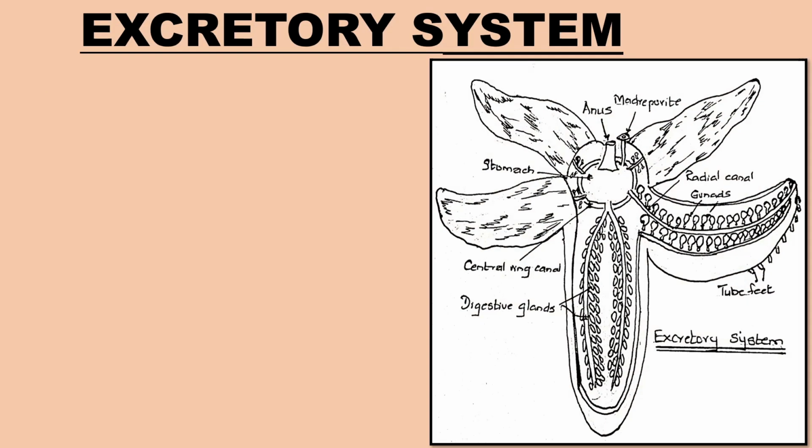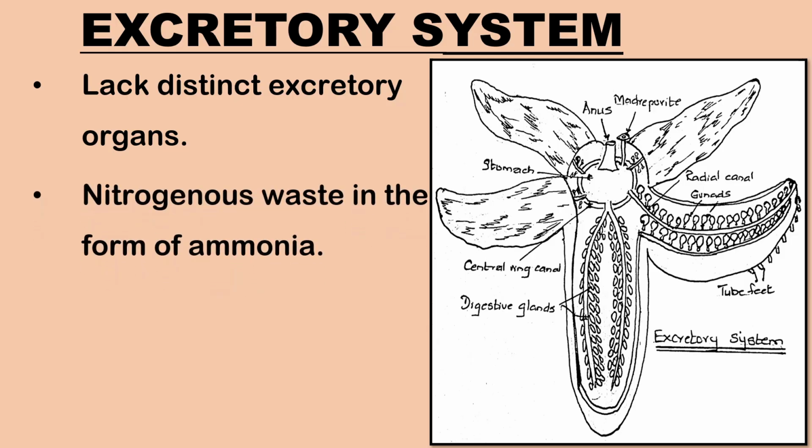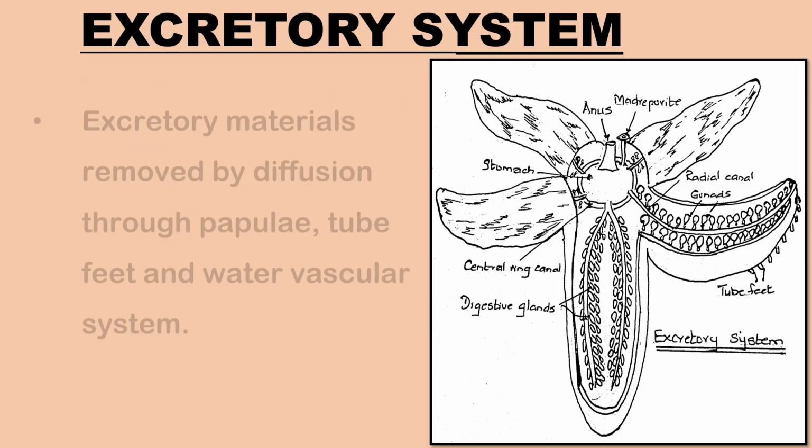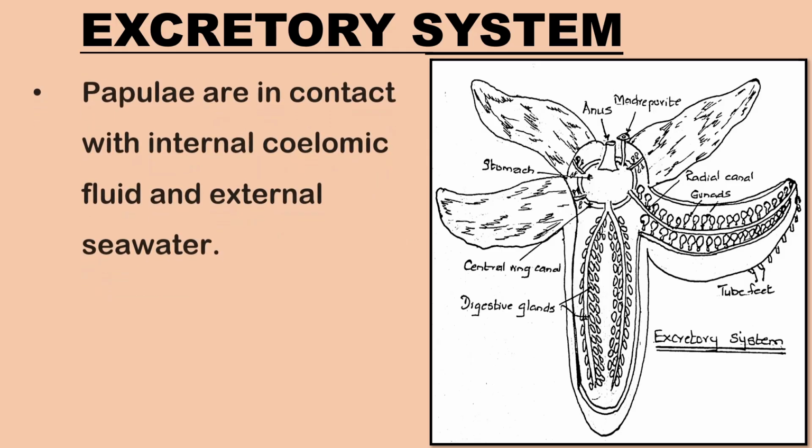Next, let us study the excretory system in starfish. The starfish lack distinct excretory organs. The nitrogenous waste is in the form of highly toxic ammonia. Removal of excretory material occurs by diffusion through papillae, tube feet, and water vascular system.